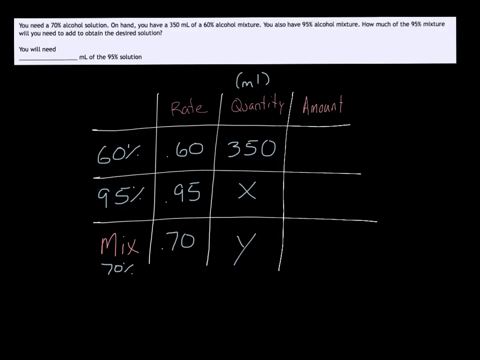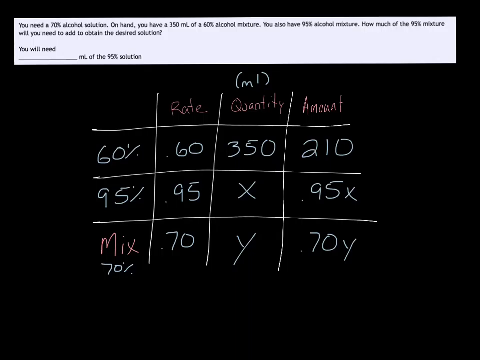And then we fill out the amount column. It always works like this. We fill in the information for rate and quantity, and then the amount column always comes by multiplying our rates and our quantities together. So this first number is 0.60 times 350, which gets 210. The second spot is 0.95 times x, which is just 0.95x. And then 0.70 times y is 0.70y.